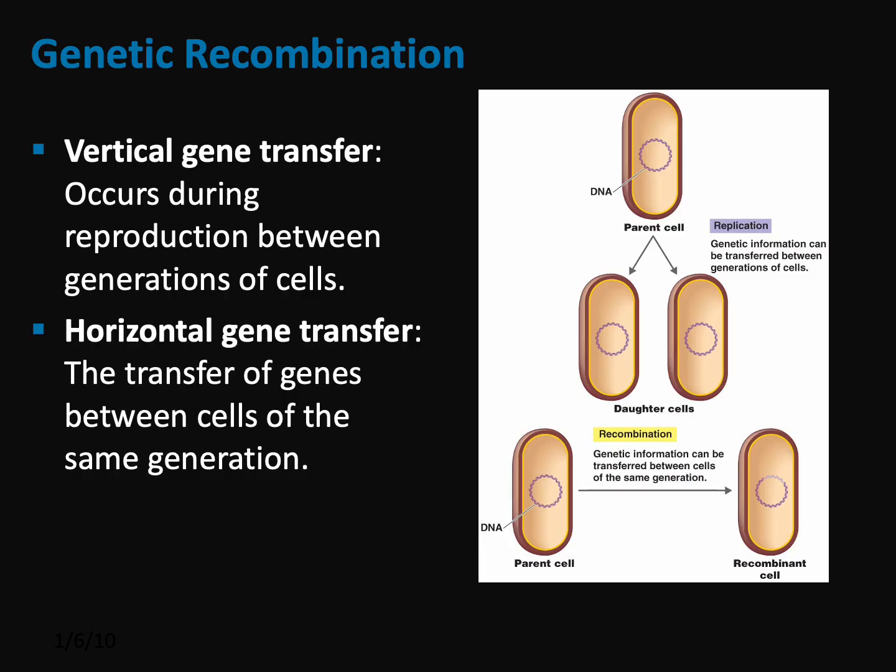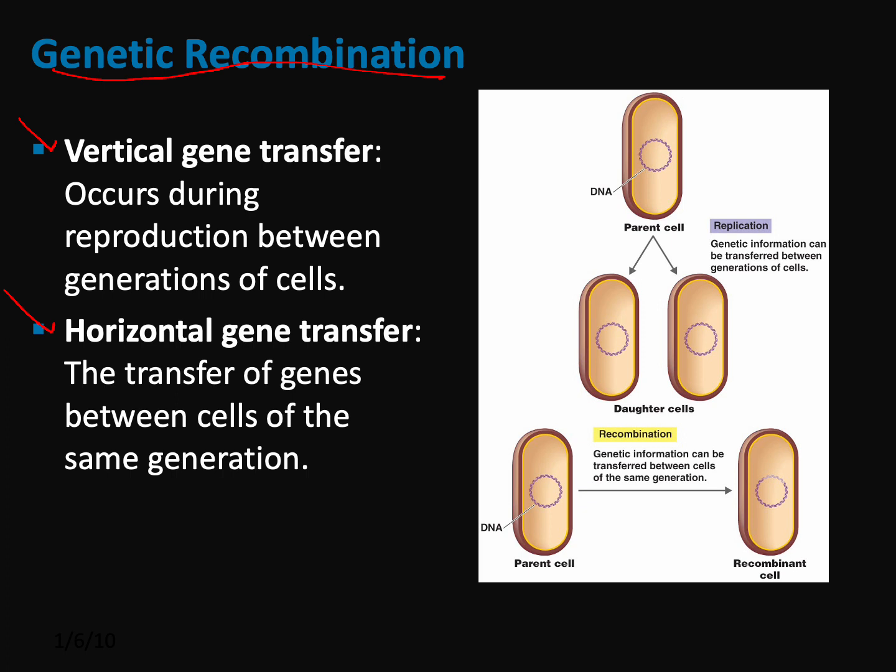Now think back to towards the beginning of the lecture, I said we were going to talk about DNA replication, gene expression, and genetic recombination. So now we're on to genetic recombination. And genetic recombination can be vertical or horizontal. There's vertical gene transfer and horizontal gene transfer. And vertical gene transfer is talking about between generations of cells.